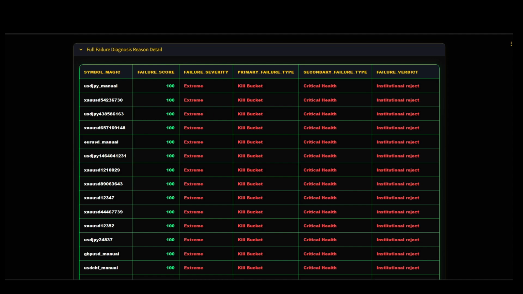At the top of the table, we immediately see clusters of robots sitting at maximum failure pressure. Failure score 100, extreme severity, kill bucket classifications, critical health conditions, and full institutional reject verdicts. These are no longer viewed as unstable systems that merely need improvement. They are viewed as structurally broken profiles. The workflow identifies that the underlying architecture behind these robots is too weak for serious capital exposure. Some fail because of critical health deterioration.